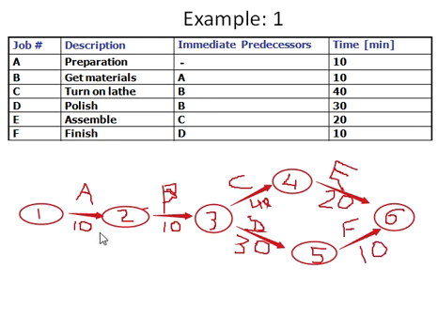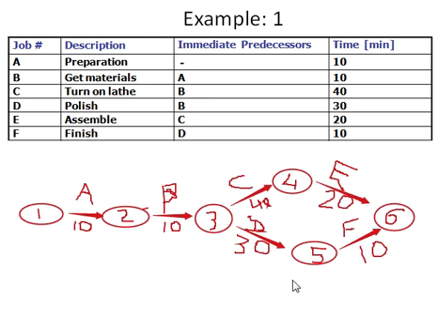Now we have two ways to complete this project, and those two possibilities are A, B, C, E, which is one path to complete this network, and another path, A, B, D, F. Out of these two choices, we have to calculate which one takes longer. In the first choice, the total duration is 10 plus 10 is 20, plus 40 is 60, plus 20 equals 80. So that takes 80 minutes.